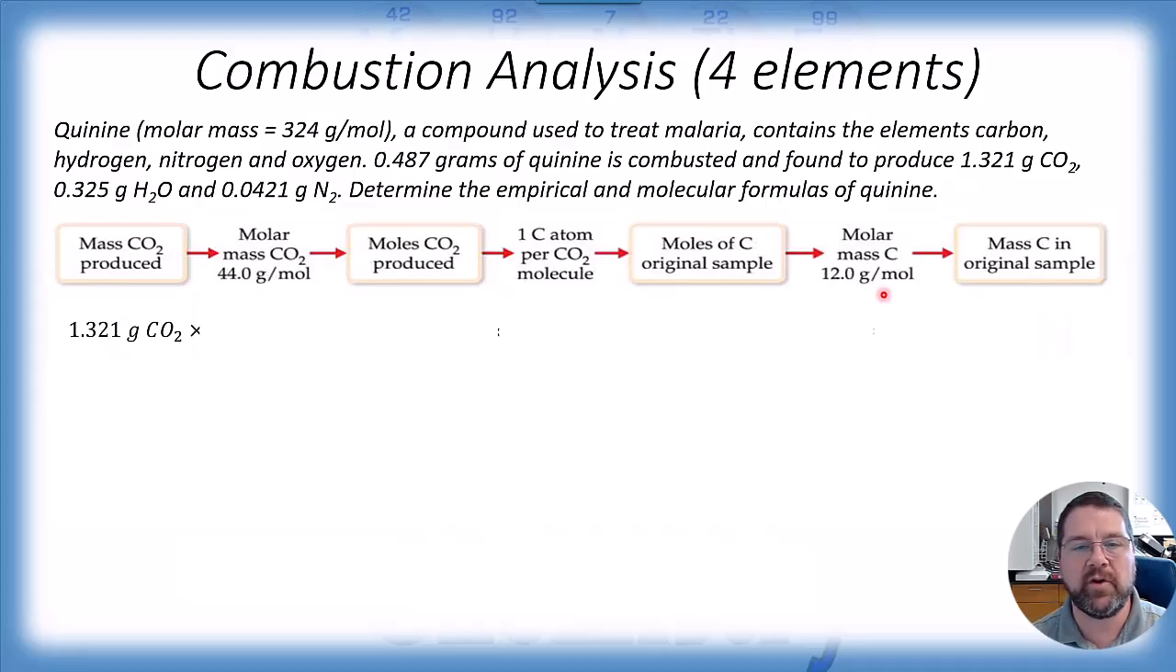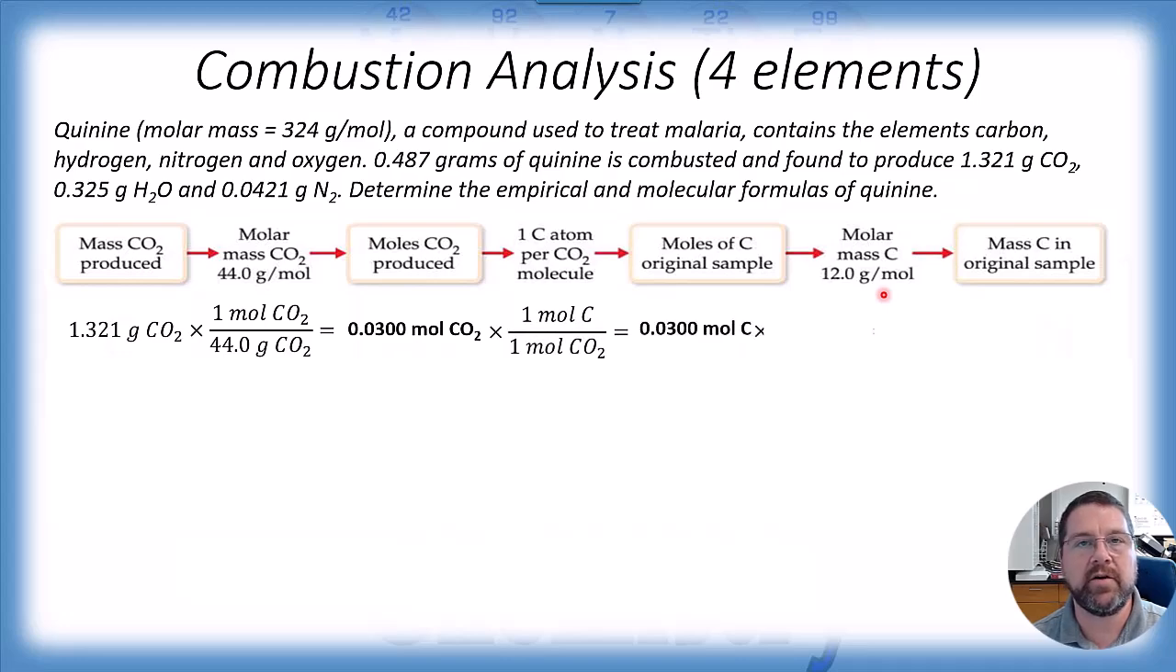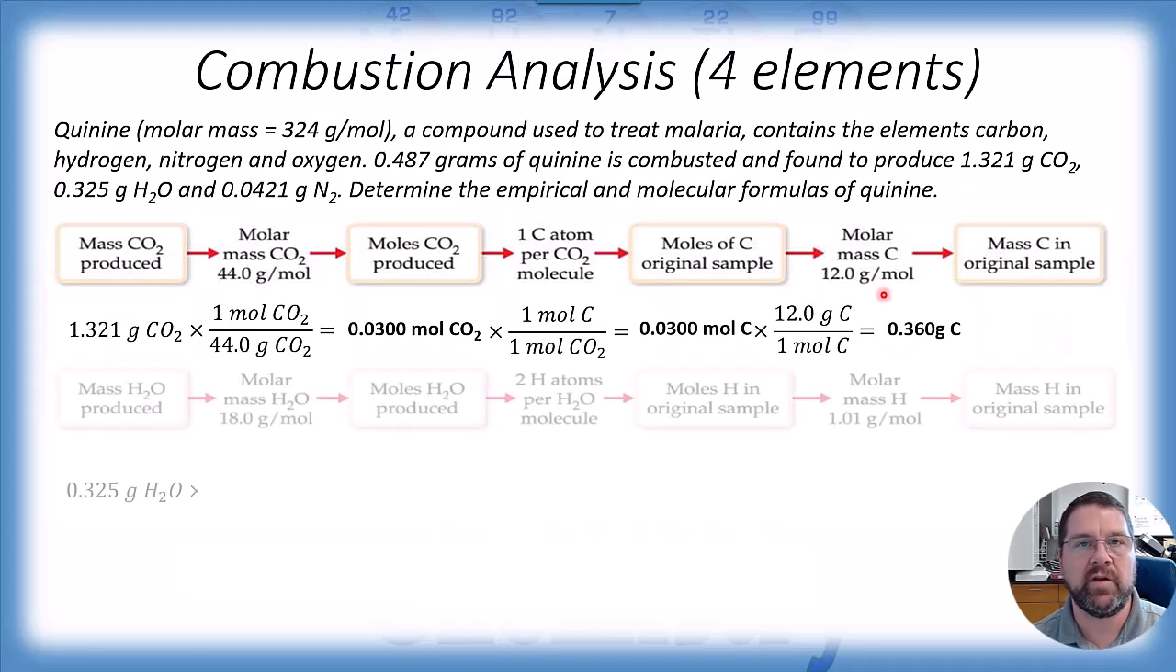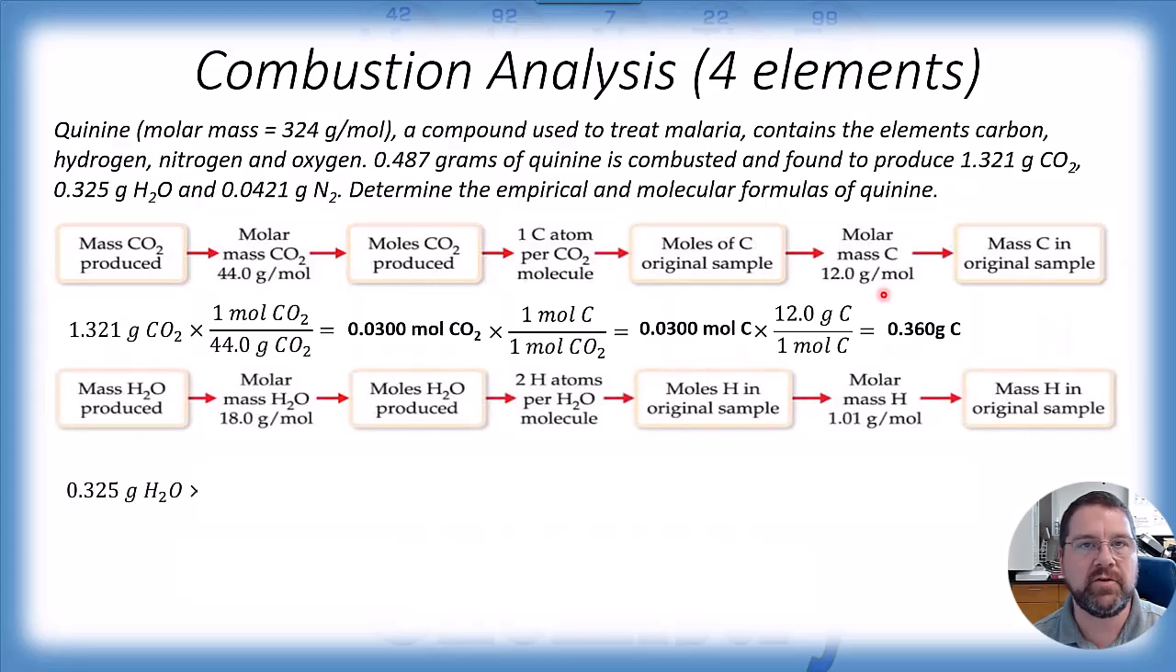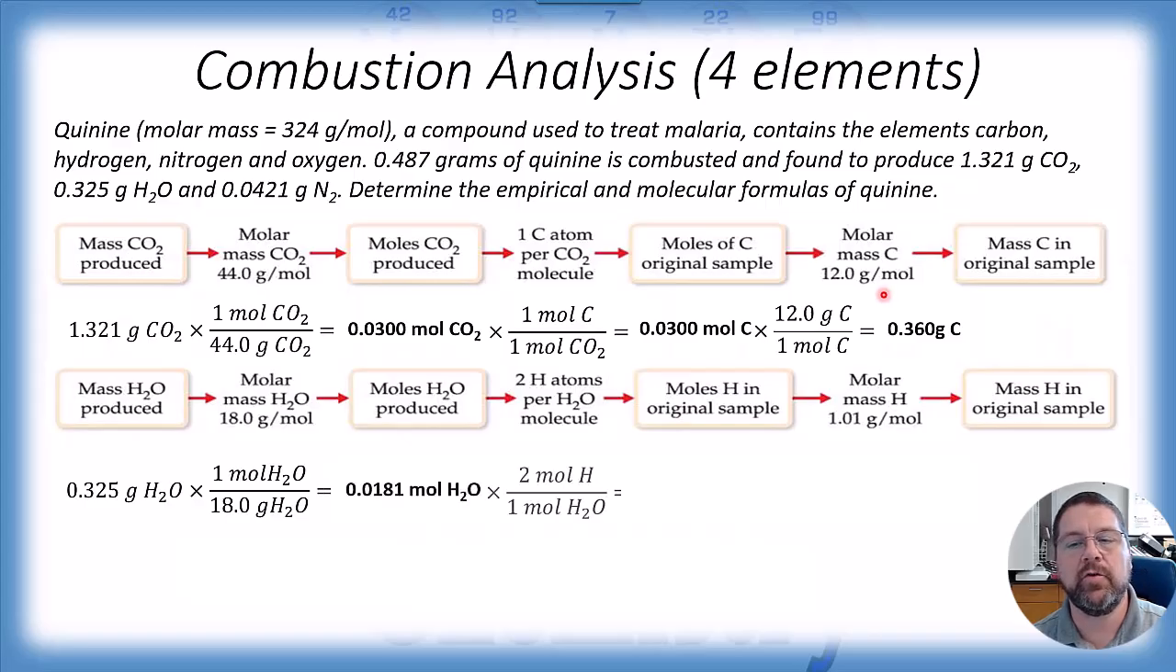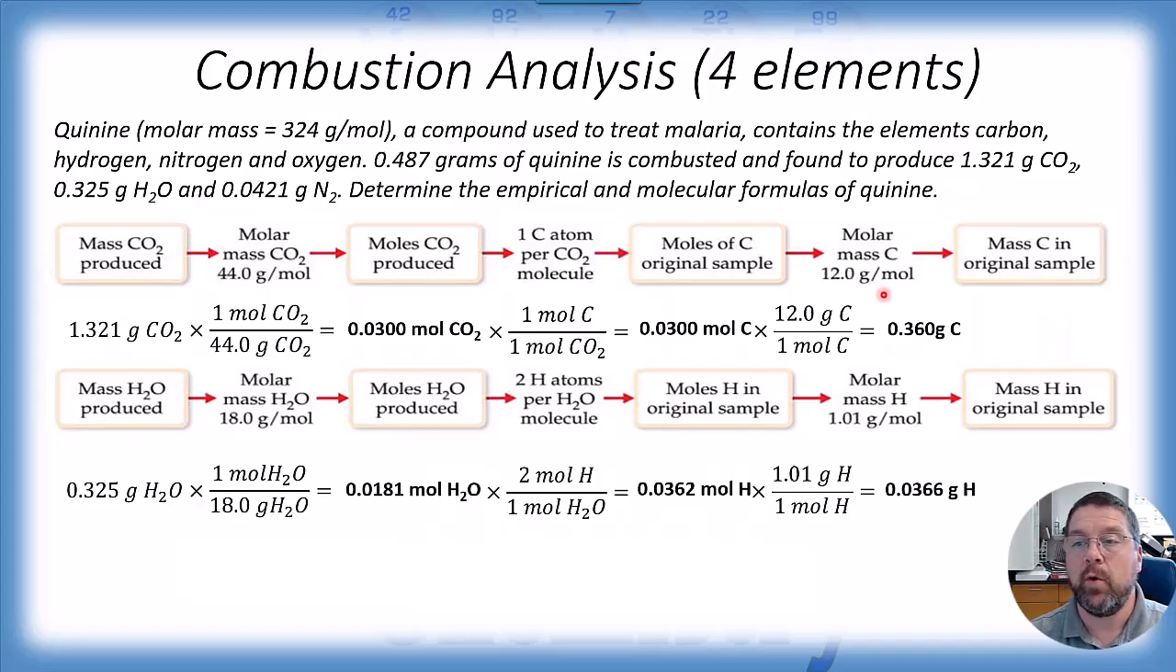Start with the amount of carbon dioxide, convert that into moles carbon dioxide and moles carbon, and then convert that into grams carbon. Same thing for hydrogen coming from the water. Convert grams water into moles water, then convert that into moles of hydrogen atoms, then convert that into grams of hydrogen. All right. Now, we determined the mass of carbon and mass of hydrogen.